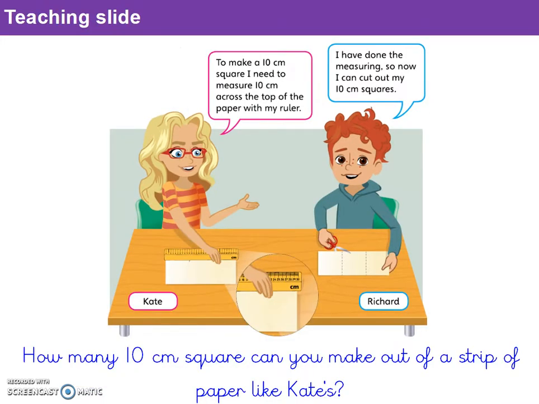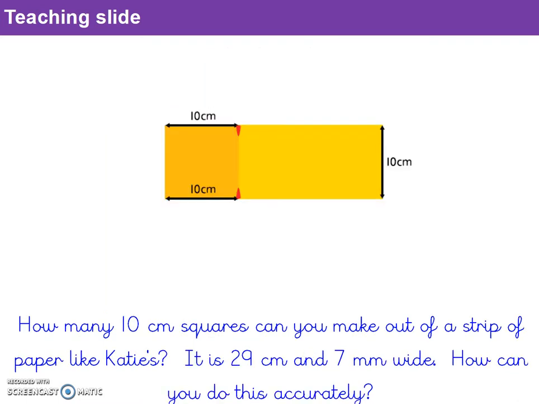So let's take a look at question 1a. How many 10 centimeter squares can we make out of a strip of paper like Kate's? And we know that this strip of paper is 29 centimeters and 7 millimeters long. So we can see that the first step is to measure 10 centimeters along the top and along the bottom and mark it exactly.